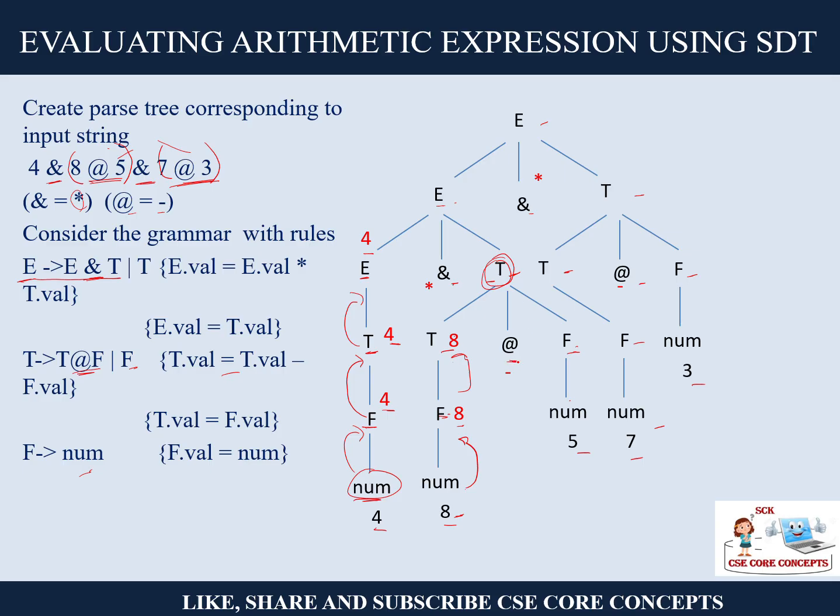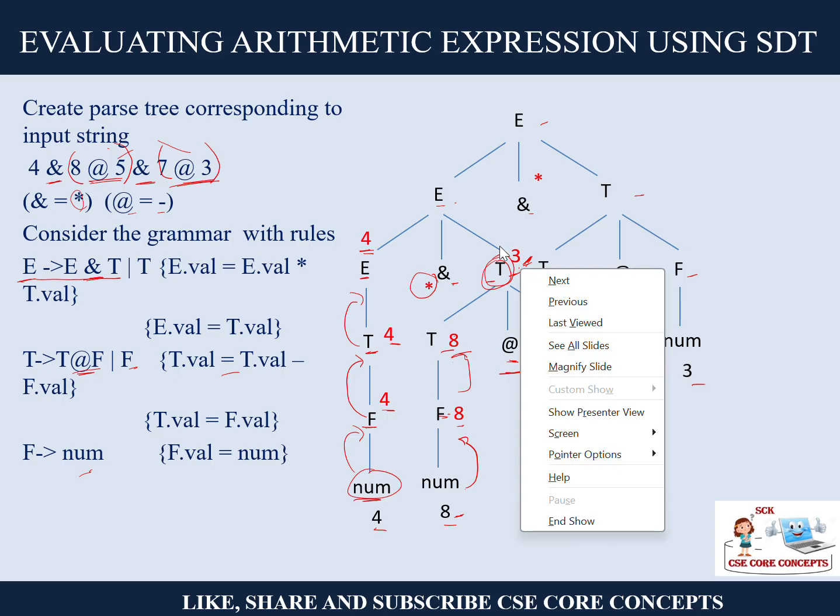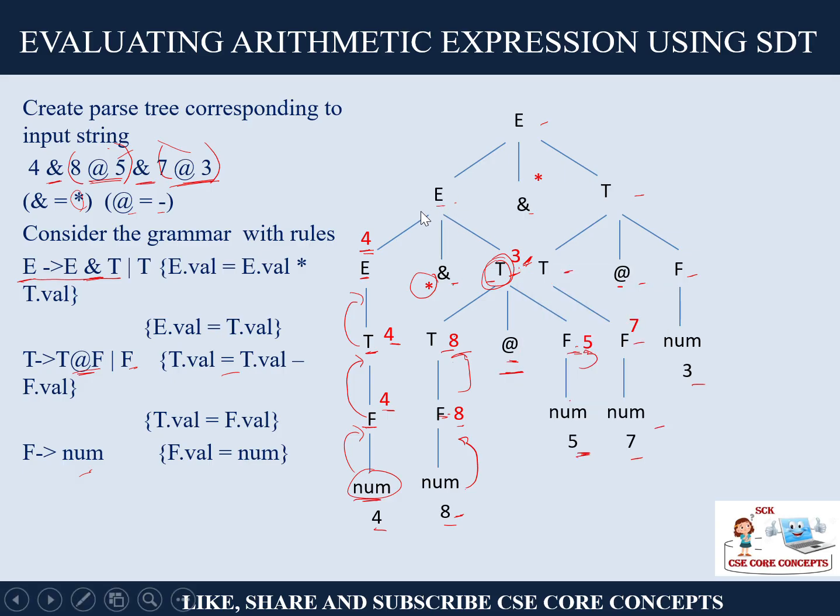So let us come here. 5. 5 reduced to 5. Yeah. Now you can perform. Now at the rate is what? Subtraction. So 8 minus 5 is 3. So this T is 3. So when you got this 3, it was there 4. So 4 multiplied by 3, since ampersand is multiplication. 4 multiplied by 3 is 12. So you can say here you can have 12 as the value, right?